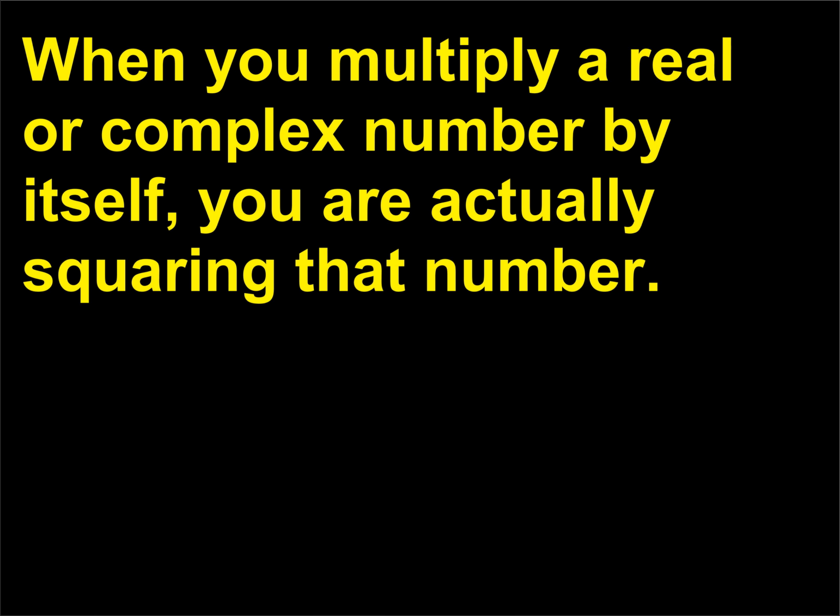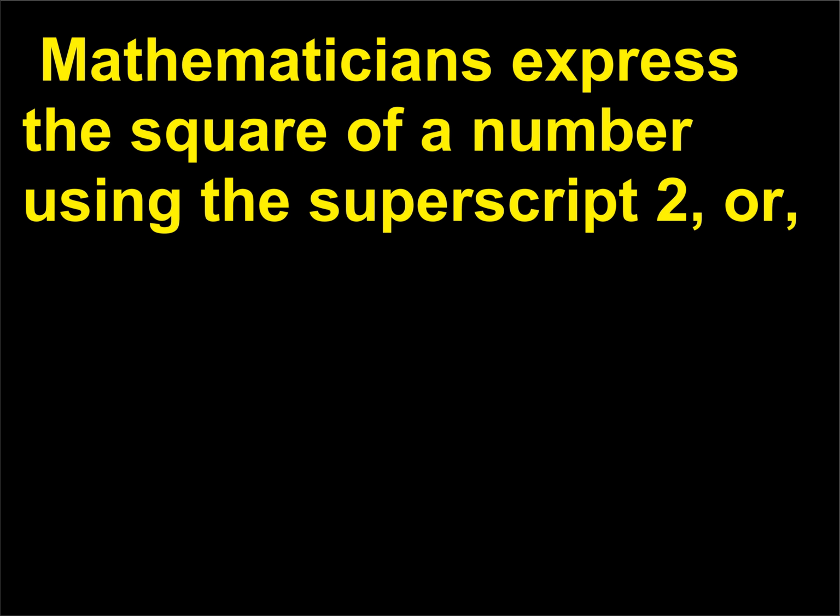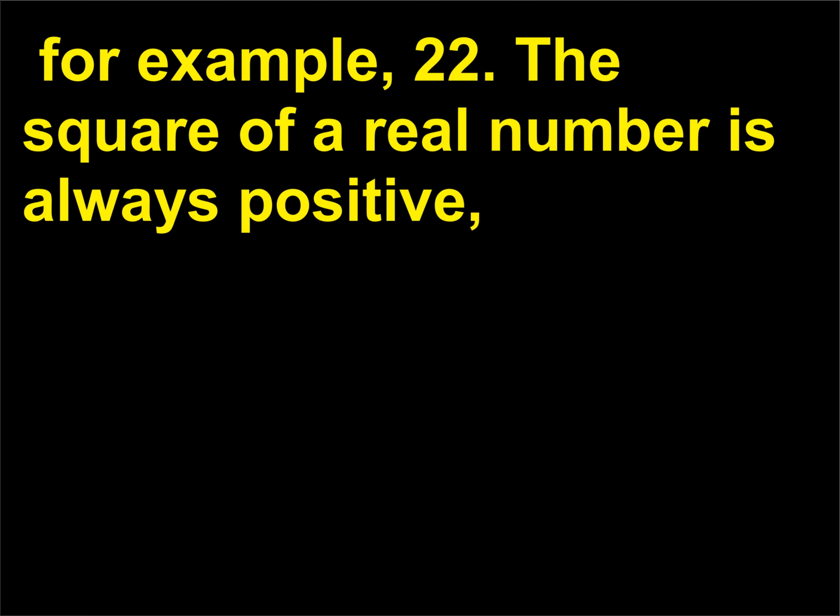What are the square and square roots? When you multiply a real or complex number by itself, you are actually squaring that number. Mathematicians express the square of a number using the superscript 2. For example, 2² . The square of a real number is always positive.